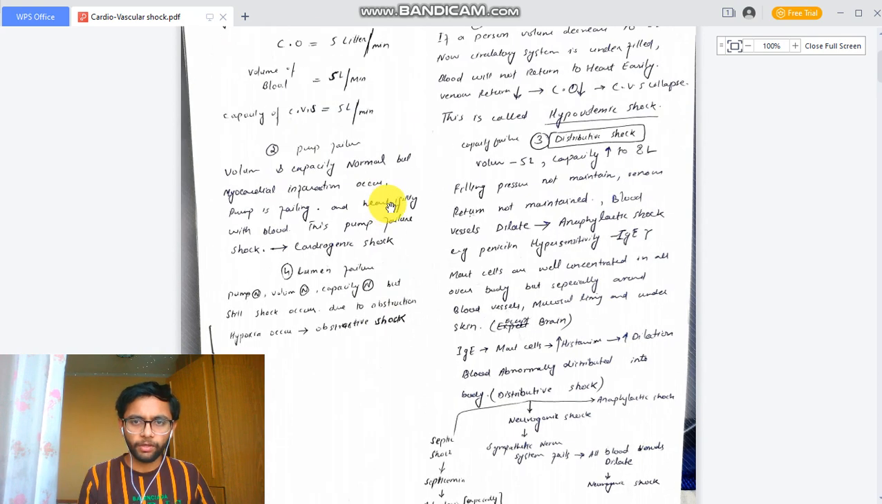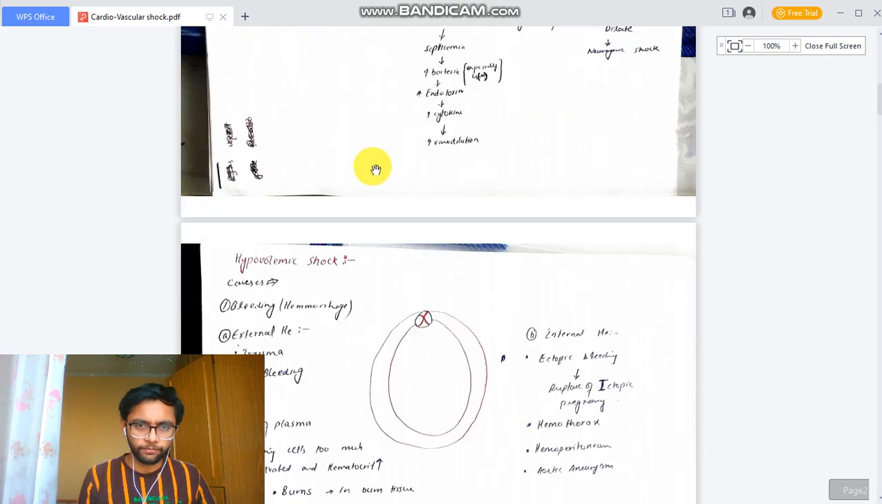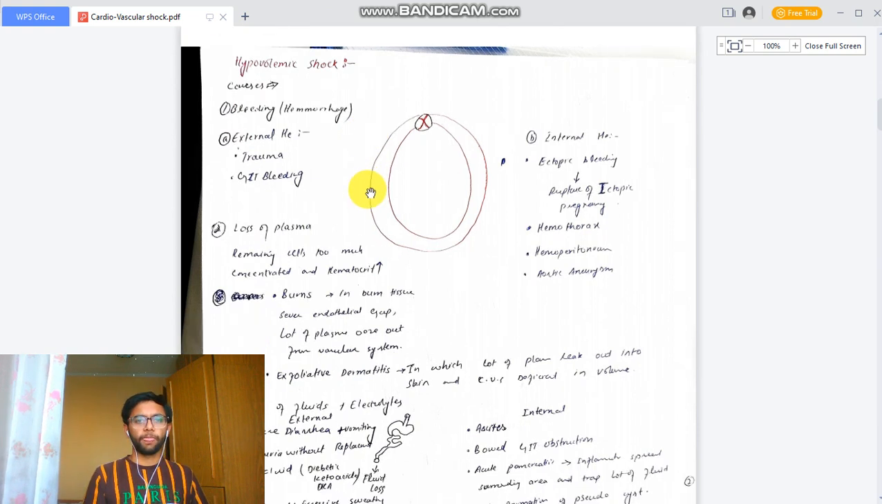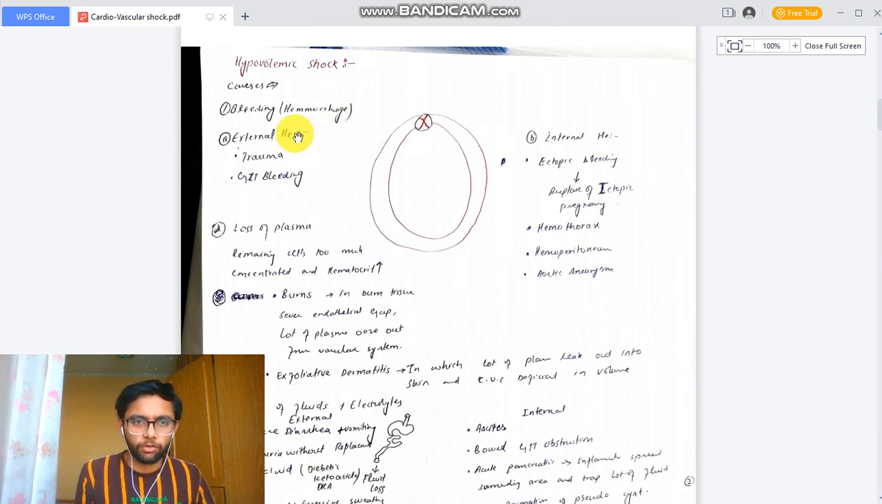So these are the four main basic types: hypovolemic shock, cardiogenic shock, distributive shock, and obstructive shock. These are the four main types of cardiovascular shock. Now we will discuss each in detail. First is hypovolemic shock, and its causes.